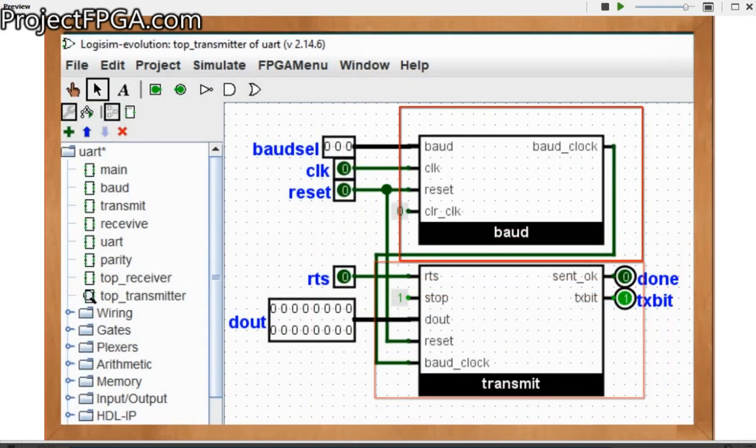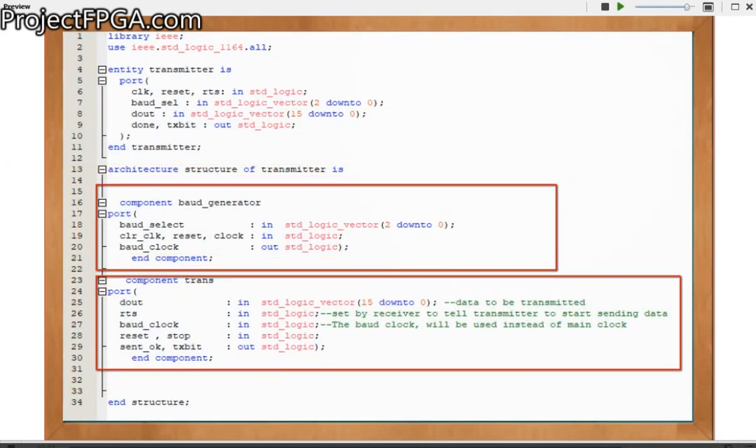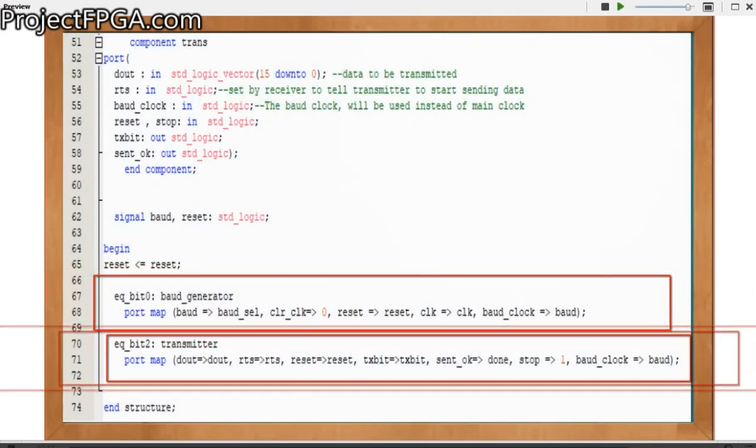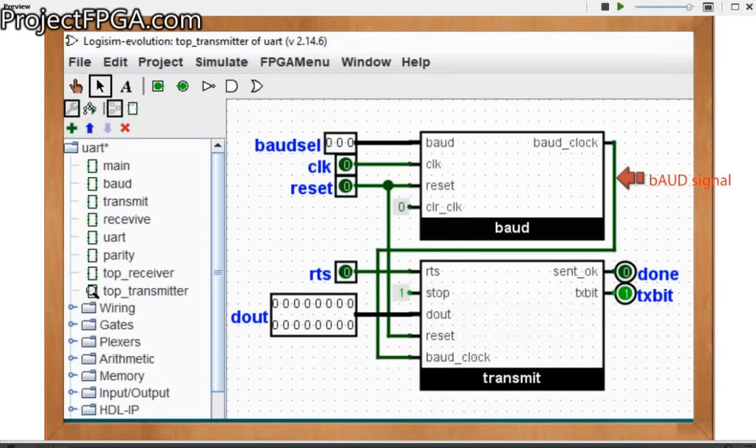Next, I will introduce these two components with their ports. Finally, I will map their ports together. I created two signals: baud signal, which connects the baud clock from the baud generator to the baud clock on the transmitter, and also the reset signal that connects the two resets together. Next, the complete VHDL code and the simulation.